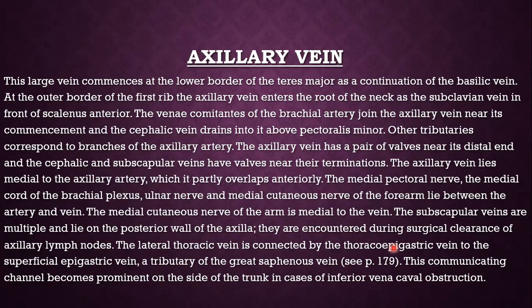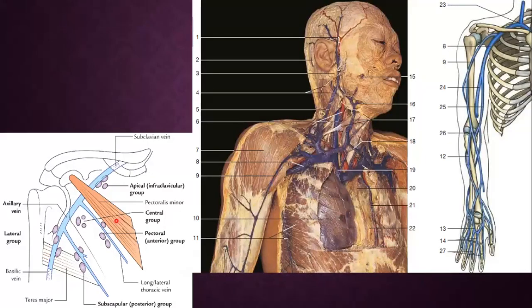So the thoracoepigastric vein will become engorged, it will become prominent on the side of the trunk in case there is an inferior vena cava obstruction. Here we have, let's start here at the lower border of teres major. The basilic vein becomes your axillary vein. Okay, you can see this is your subscapular vein and your lateral thoracic vein. Okay, you can see how it is related to these axillary lymph nodes.